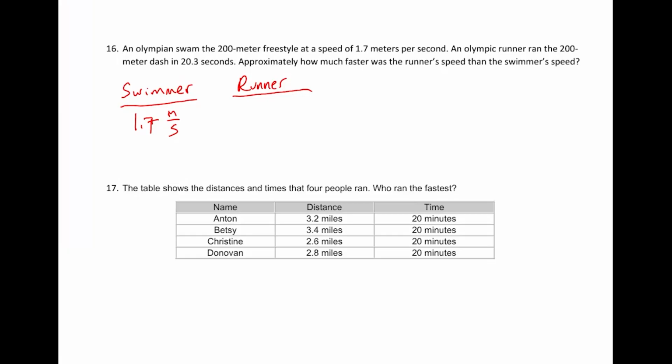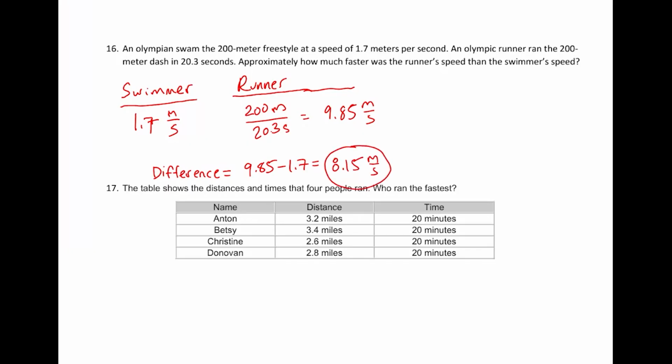So if the runner went 200 meters in 20.3 seconds, if we divide 200 divided by 20.3, I get 9.85 meters per second. So clearly the runner is really much faster. So the difference between their speeds is going to be 9.85 minus 1.7, and that is 8.15 meters per second. So this is the difference in their speeds. So that is really what we're looking for here.